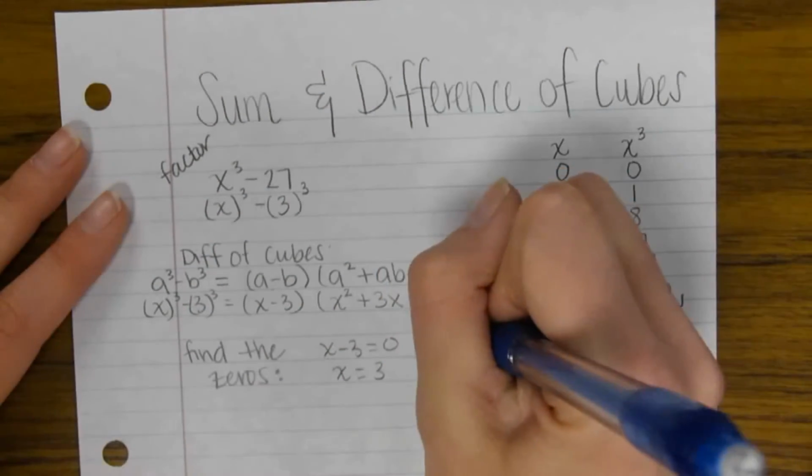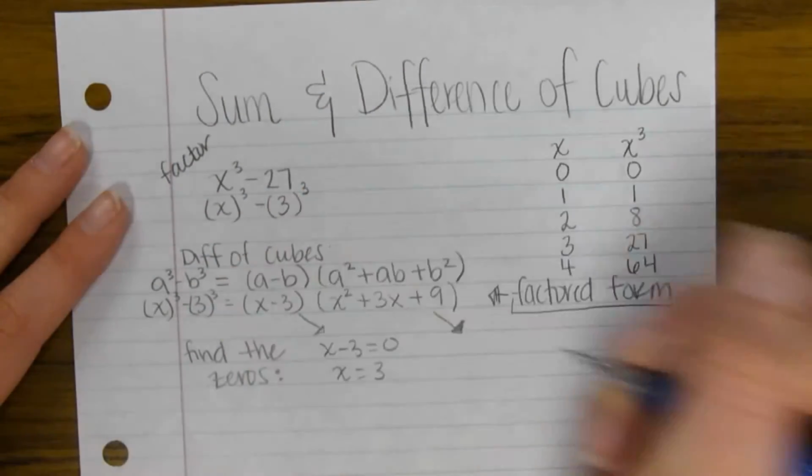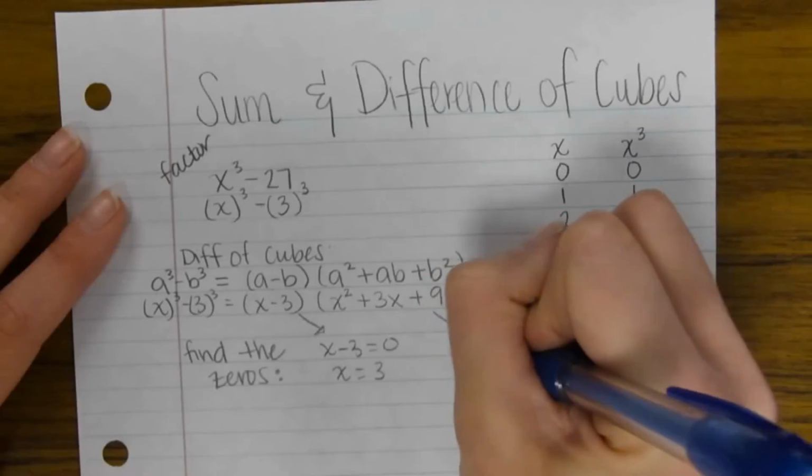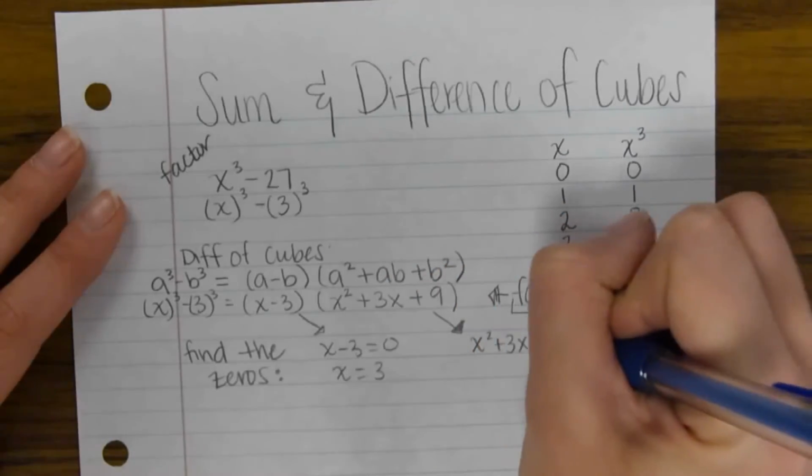Now we have to do the same thing here. We have to set this one equal to 0. So x squared plus 3x plus 9.